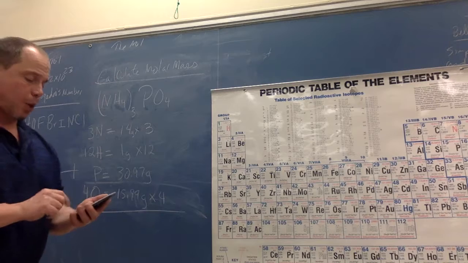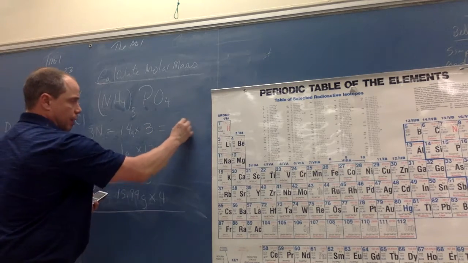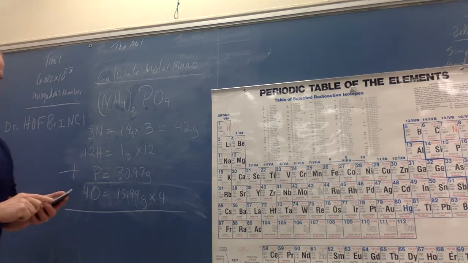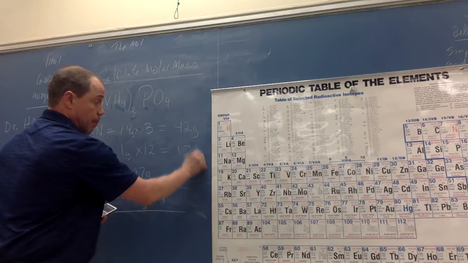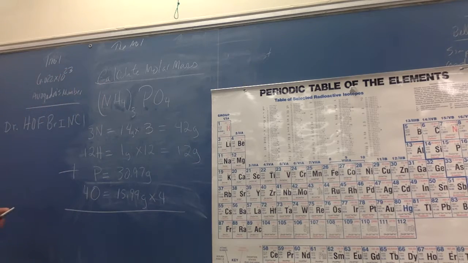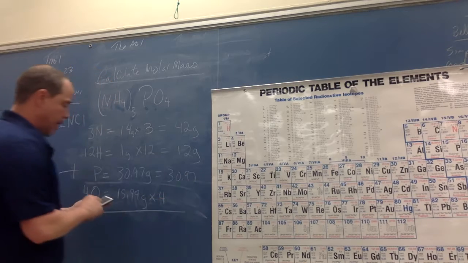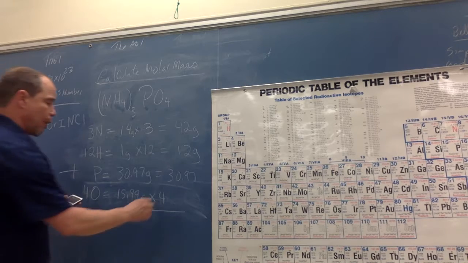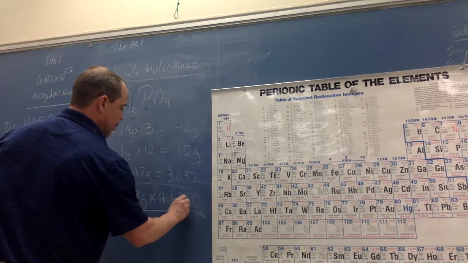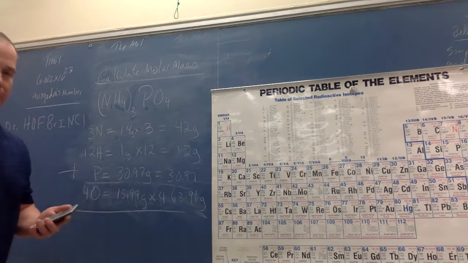So I got 14 times 3 for the nitrogens. That gives me 42 grams. For the hydrogens, I got 12 times 1. That gives me 12 grams. For the phosphorus, it's 30.97 grams. And lastly, for the oxygen, it's 15.99 times 4. So I got 63.96 grams. I'm going to take all these values and add them together.